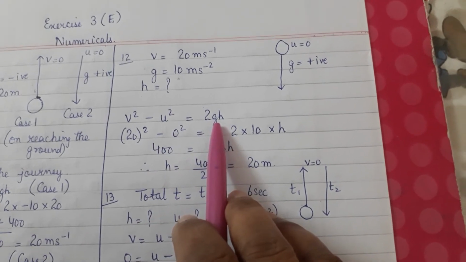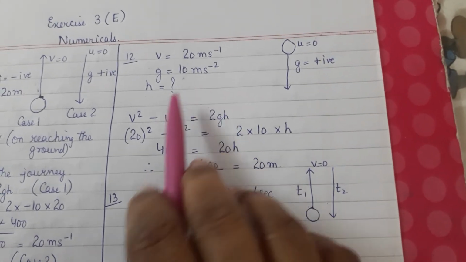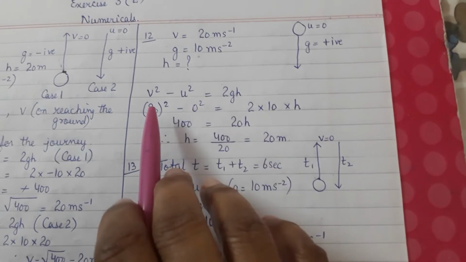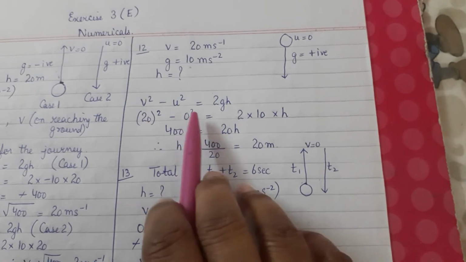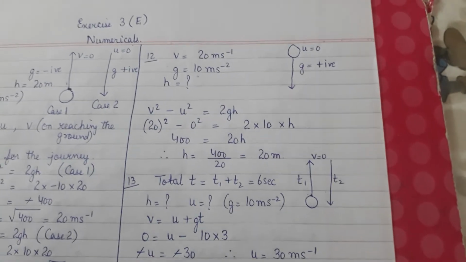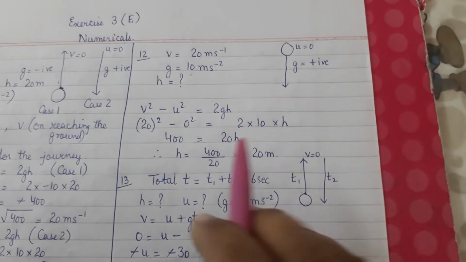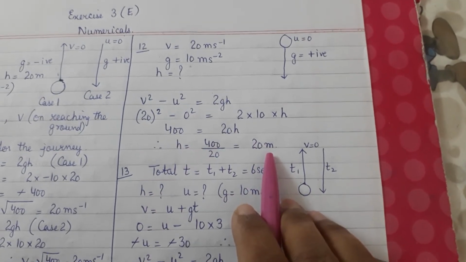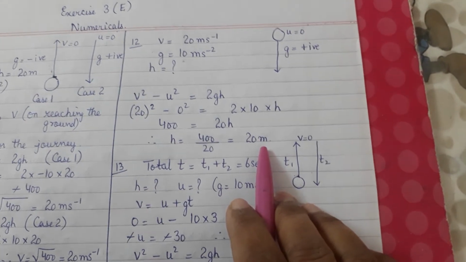Why? Because in this case, we don't know the value of t. So, we will use an equation of motion which does not have t. Right? We know v, we know u because the ball is falling from top. So, the value of u is 0 and g is positive, right? When I calculate, the value of h comes to 20 meters, right? It was an easy numerical.